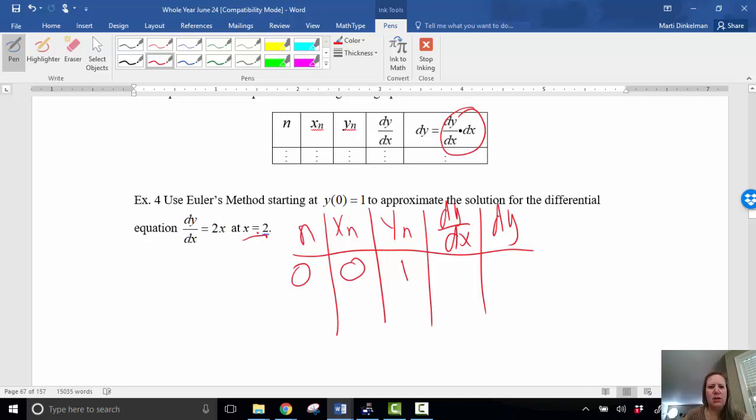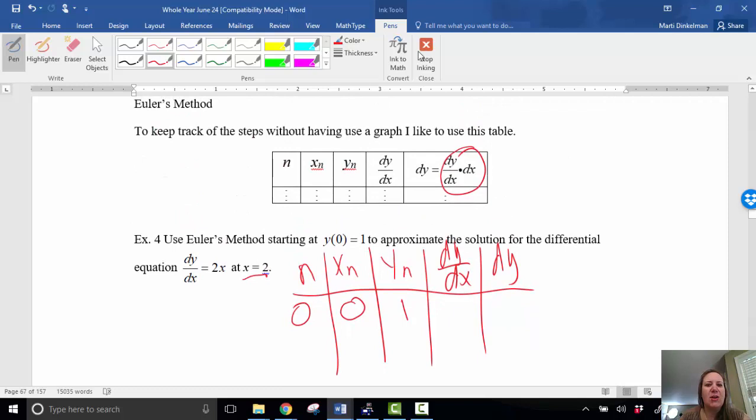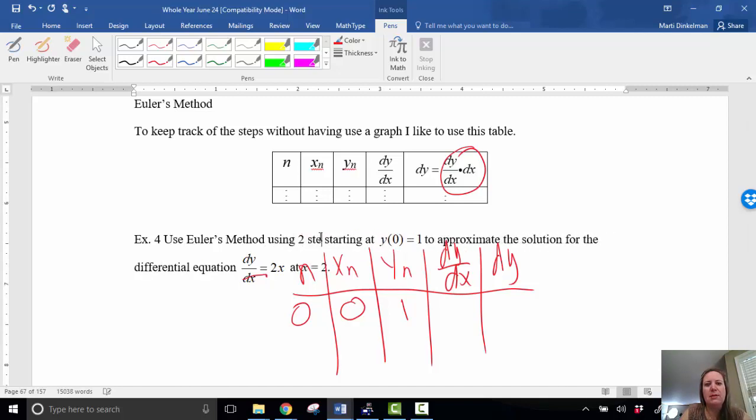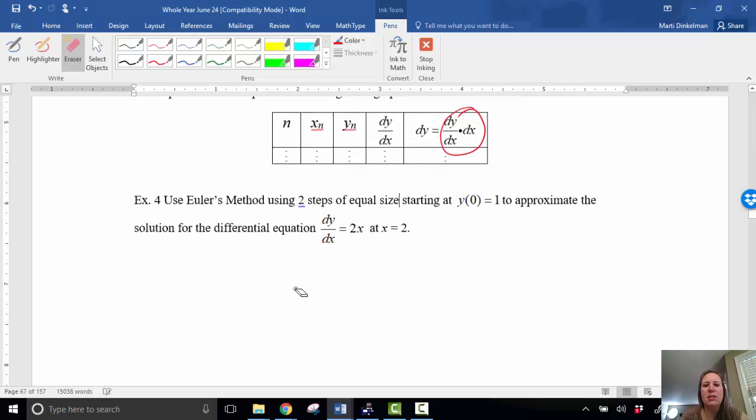And I guess I need to put in here how far we're going. Normally it says in here where we need to go, so I'm just going to add that in really quick. Let's do step size 1. We'll just say this: do Euler's method using 2 steps of equal size, starting with y of 0 equals 1, to approximate the differential equation. They do need to give us some information about either how many steps or where they want me to start and end. Okay, so there's my columns.